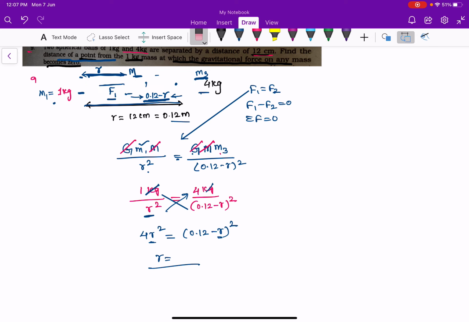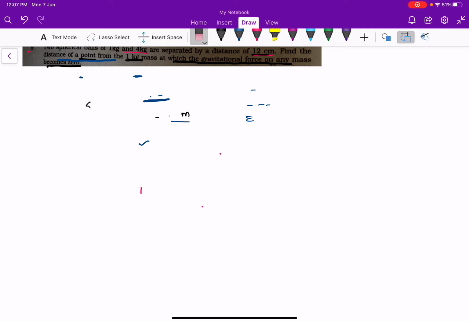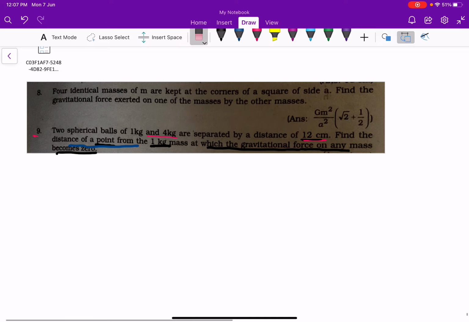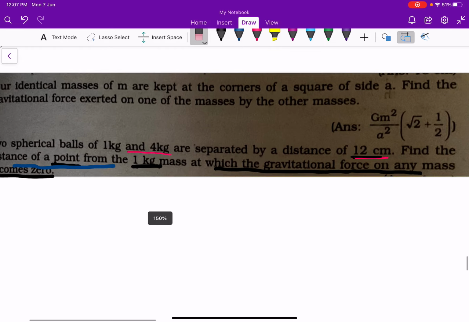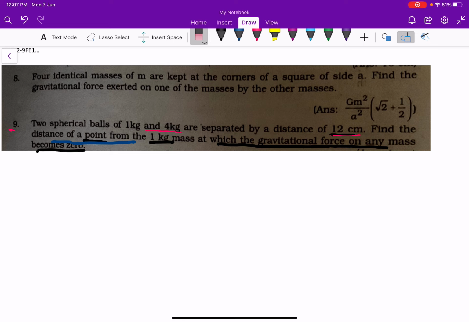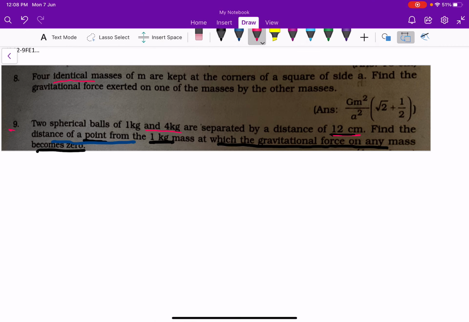Now I am going to explain problem number 8. In problem number 8, it is stated that four identical masses of mass M are kept at the corners of a square of side A. Four masses are kept on the corners of a square of side A.